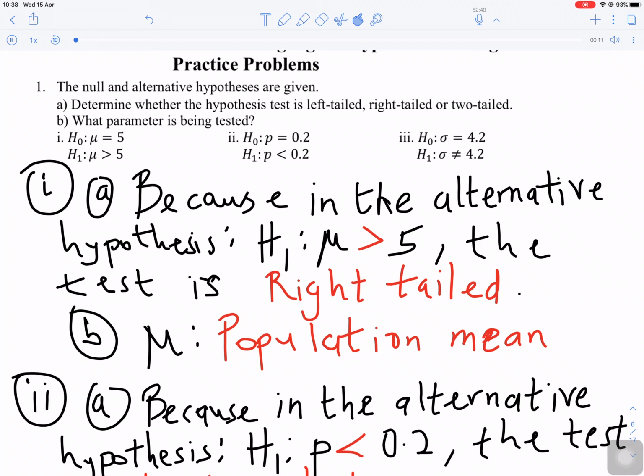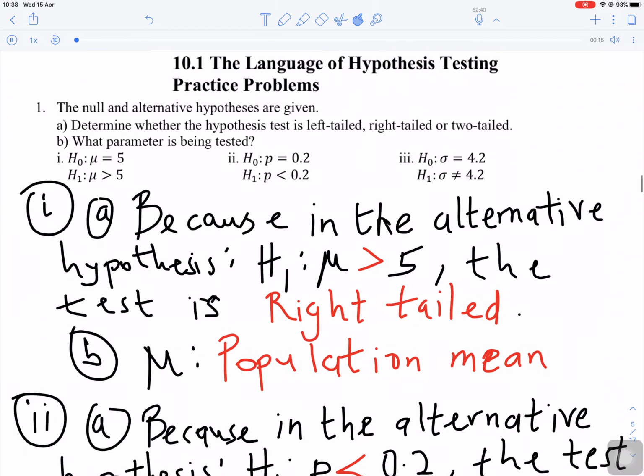So we go through the practice problems, and some of the concepts we'll see will be the null and the alternative hypothesis, how to determine the type of errors, so type 1 error, type 2 error, and then the kind of conclusions we can make when we are doing hypothesis testing.